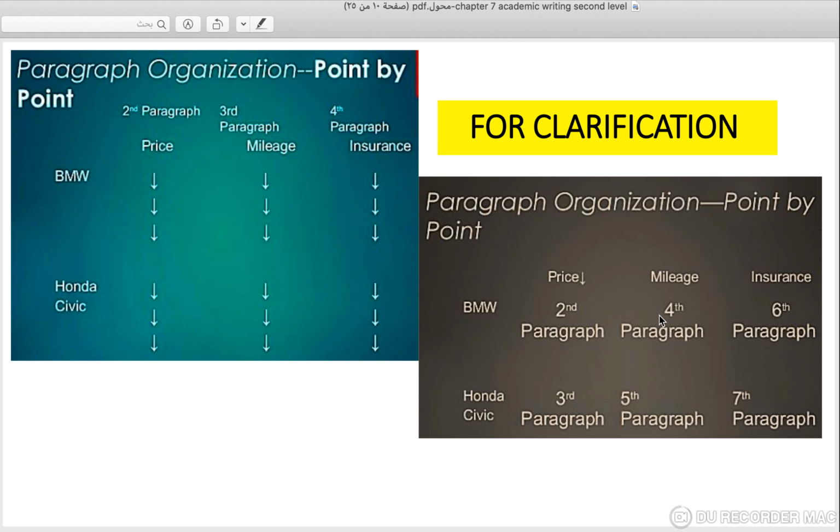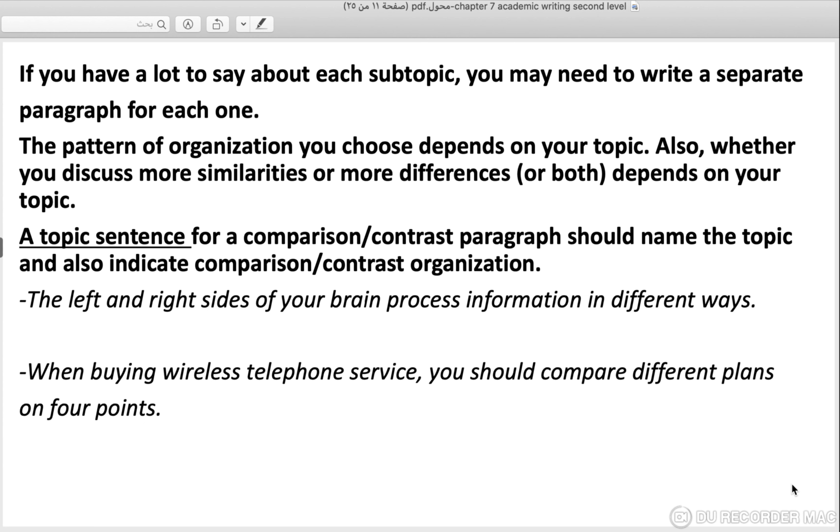فإذا نلاحظ الباراجراف الأول أو الثاني هو أتكلم من ناحية البرايس، بعدين ذكر البرايس اللي موجودة من ناحية للهونداي. أتكلم عن الميلاج بالباراجراف الرابع، وأيضا بالنسبة للBMW. أيضا بالباراجراف الخامس أتكلم عن الميل ايج بالنسبة للهونداي سيفك، وهكذا. هذا الفرق بيناتهم. If you have a lot to say about each subtopic, you may need to write a separate paragraph for each one. إذا مثلا عندنا هواي مقارنة، ممكن نستخدم الكل واحدة منهم paragraph.